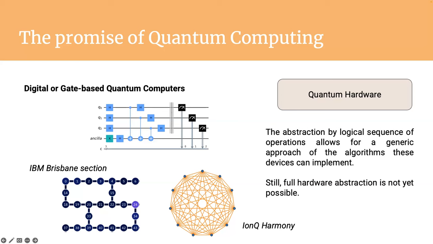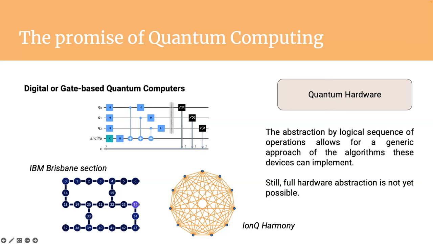And depending on the hardware you choose, if you look at the IBM Brisbane section that I'm highlighting here, or you look at the IonQ Harmony, there are some issues you will face on the connectivity of the qubits, the velocity at which they can put operations, or the different aspects of the hardware itself that would make your algorithm perform in a different way. And you need to adapt your algorithm to this. So the final version of your algorithm will be an adaptation to those hardware, and we need to be really aware of this.